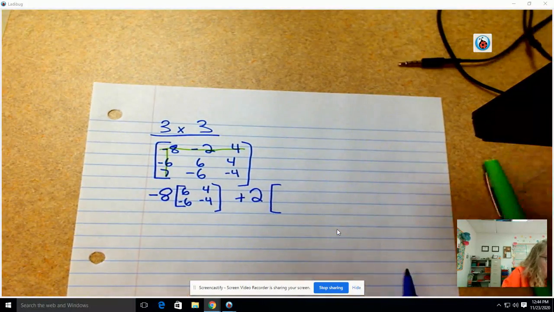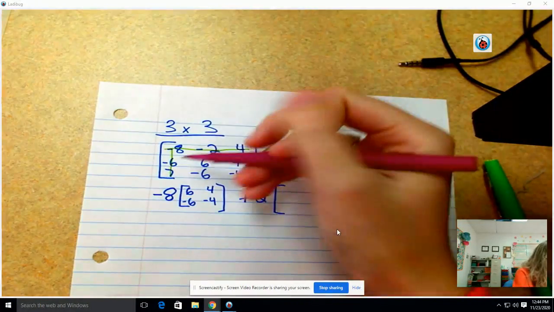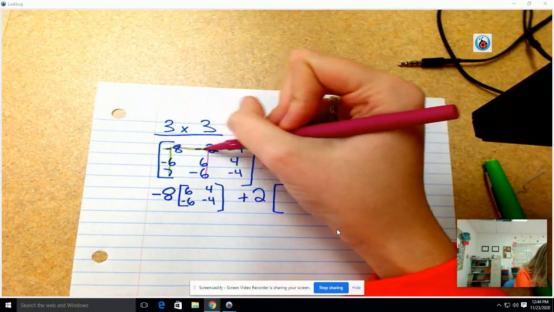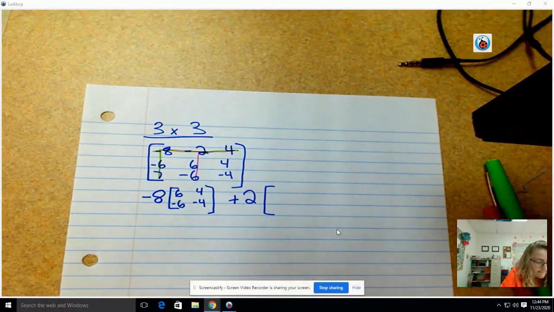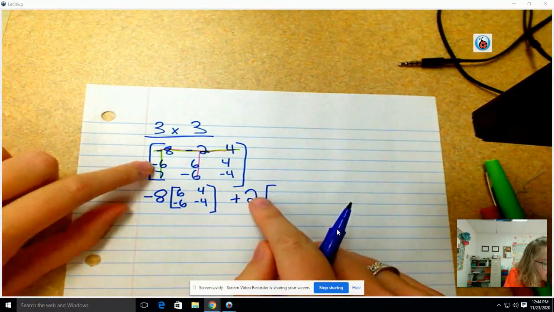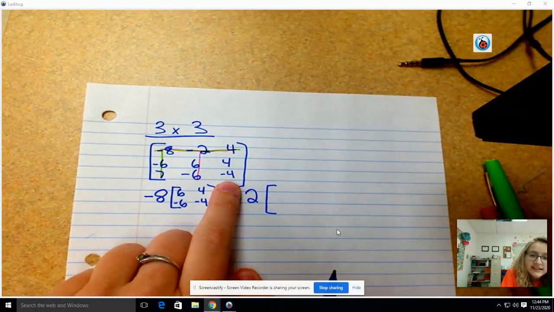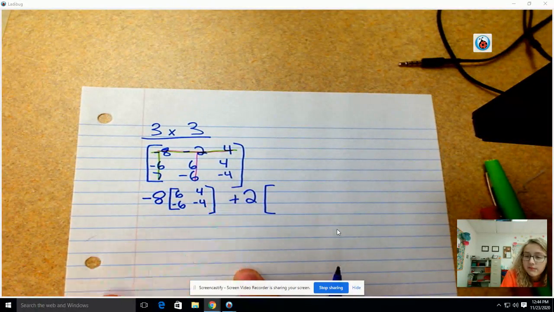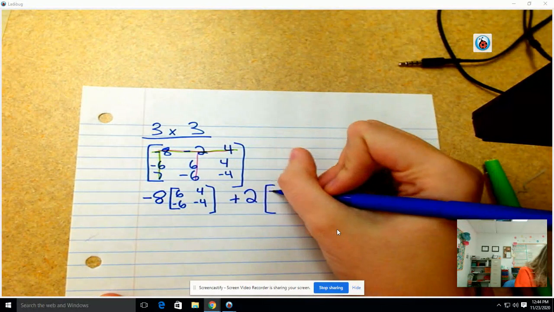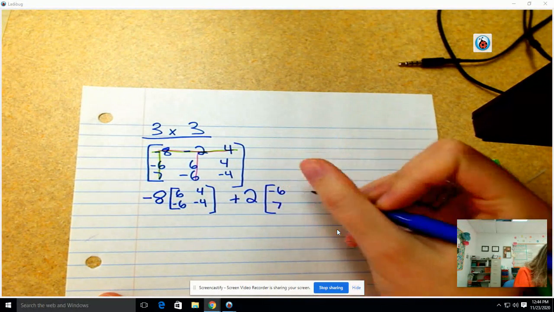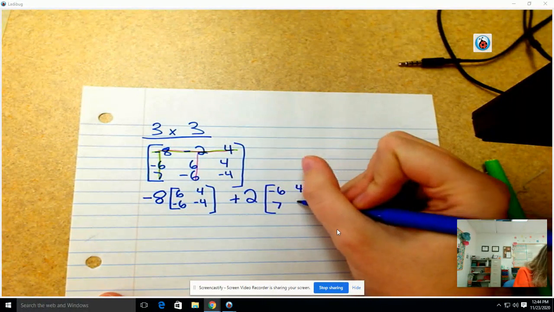And then I'm going to go ahead and mark out the column that one goes with and the row. And then I'm left with this -6, this 4, this 7, and this -4. That's what's going to give me my 2x2 matrix for this one. So I'm going to have -6, 7 in the first column, then 4, -4.